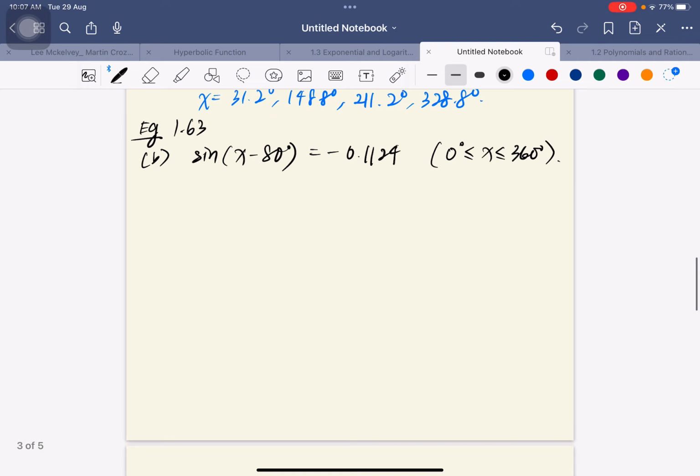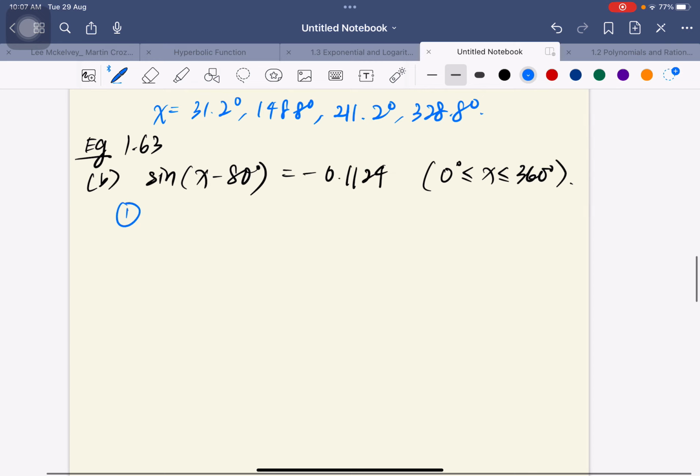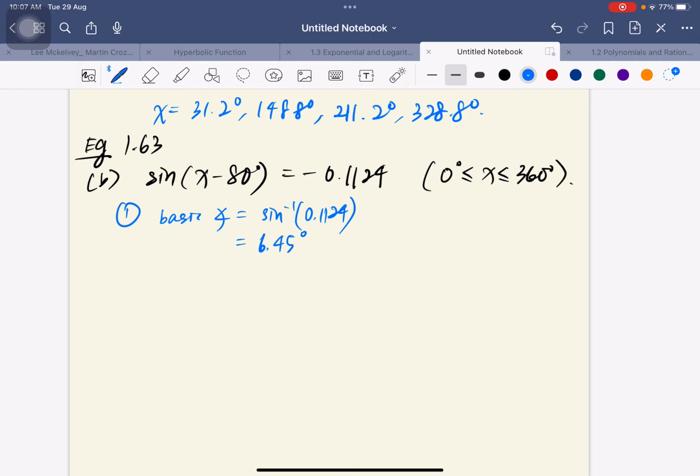Okay, so as usual, we're going to look for the basic angle. Before you look for the basic angle, the reference angle, make sure there's no constants in front. There's no constant, so we can straight away find our basic angle. The first step, our basic angle would be sine inverse, ignoring the negative sign, of 0.1124. So shift sine 0.1124 will give you 6.45 degrees. Okay, so this is the first step.